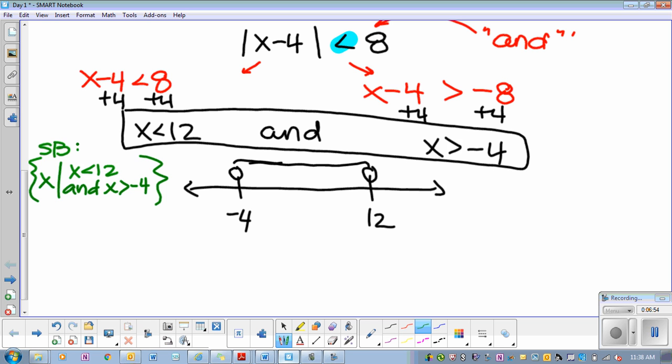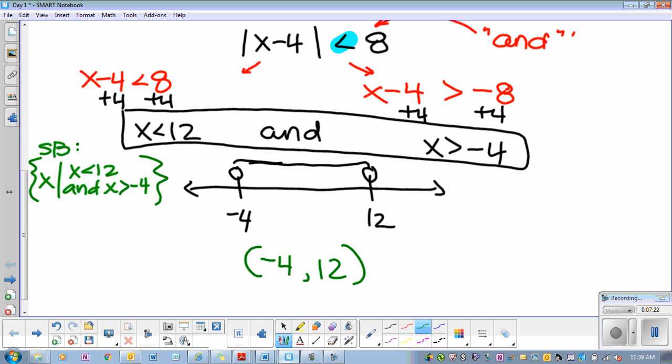Just write your answers with the and or, okay? If you're writing this in interval notation, then you would say negative 4, that's where your graph starts, open circle, all the way to 12, open circle. Okay? So you wouldn't write it with the x in the middle, with the three things and the x in the middle?